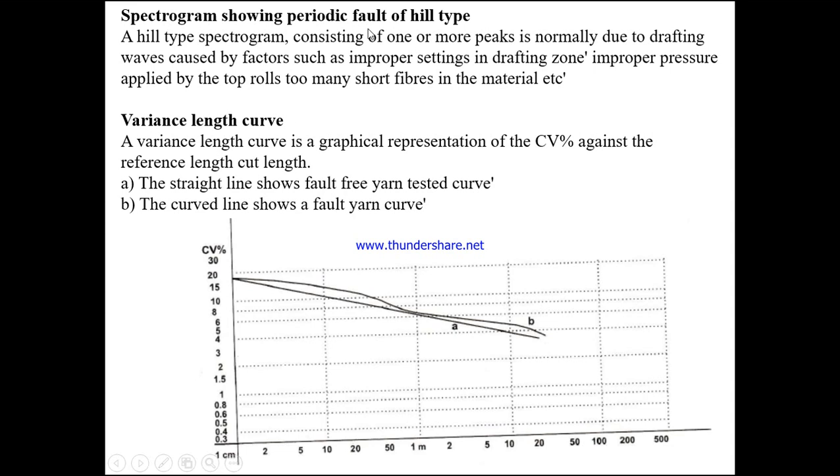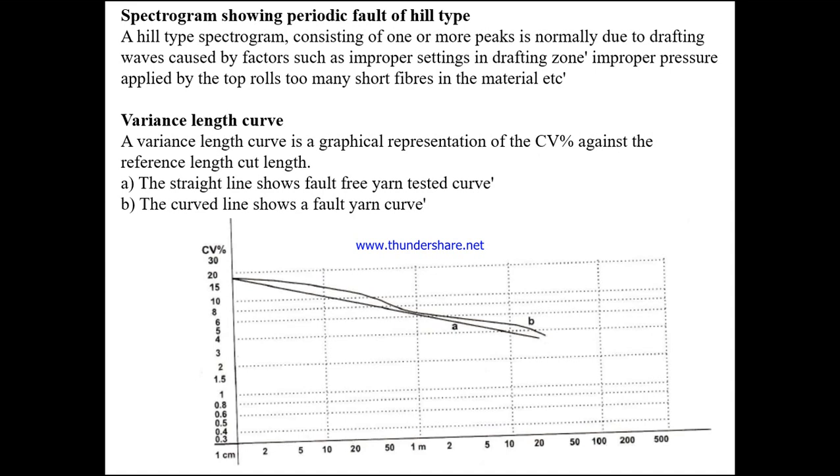The spectrogram showing periodic fault of hill type. A hill type spectrogram consisting of one or more peaks is normally due to drafting waves caused by factors such as improper setting in the drafting zone, improper pressure applied by the top rolls, and too many short fibers in the material. They are the reason for the mass irregularity in the textile material, and due to that, the hill type spectrogram will be obtained as a periodic fault.